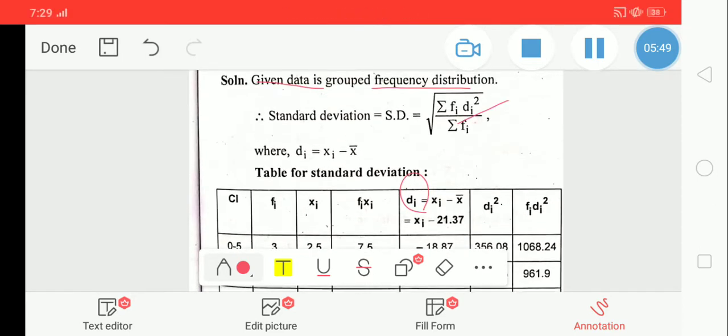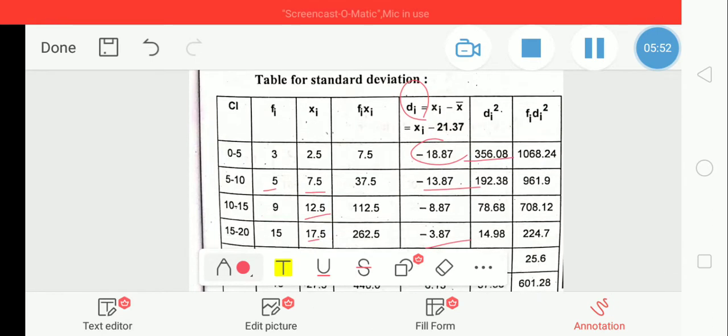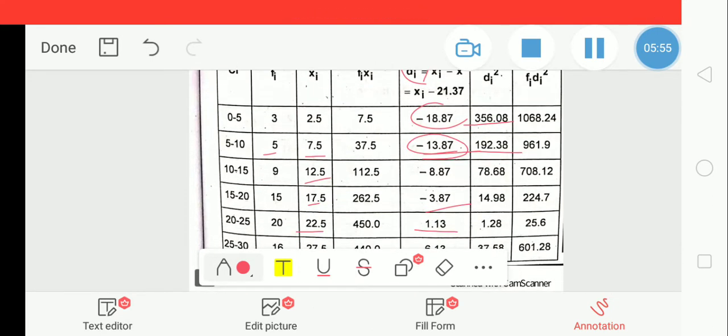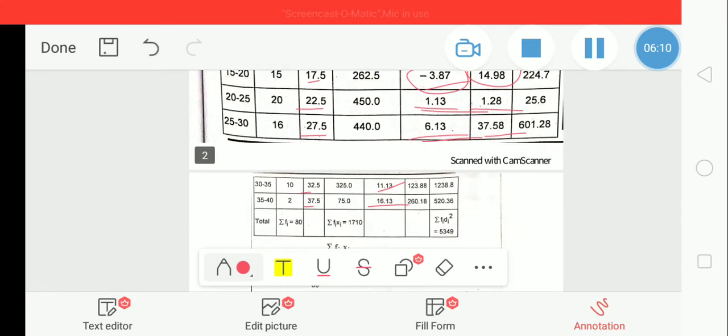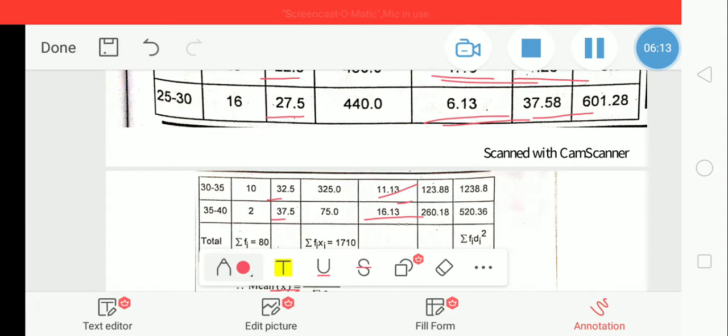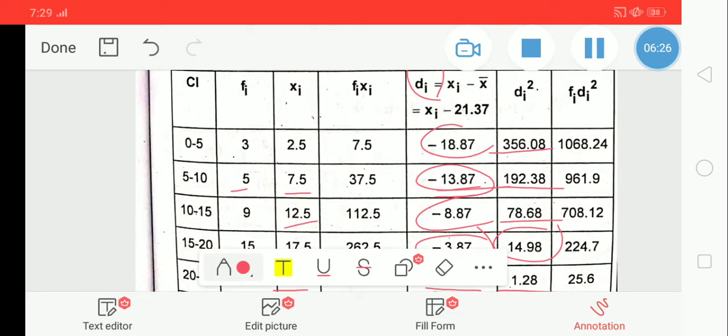Now we want di square. So take the square, and we get positive values. Here also we take the square, so we get positive. Even where the value is negative, when we take the square we get a positive value. Here 1.13 square is 1.28, 6.13 square is 37.57, 11.13 square means 123.88, and 16.13 square is 260.18. That is di square.